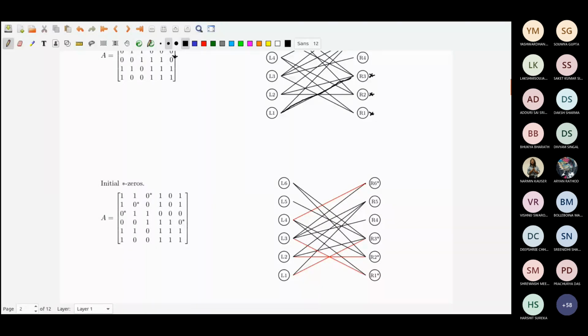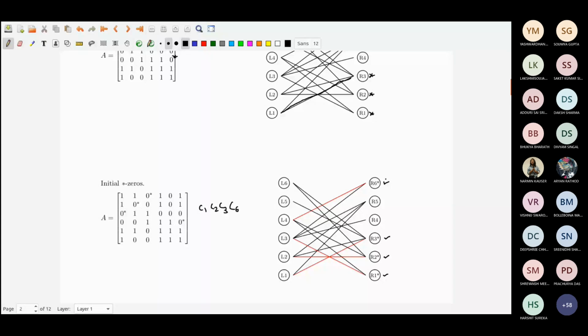Okay, so I have found the initial star zeros and then marked the columns C1, C2, C3, C6, and because of C1, C2, C3, C6, I have put the stars here, here, here, here, and here. R1, R2, R3, R6. You see there is R6 star. So that is what I have done. Fine. So the first two steps of the algorithm are done.